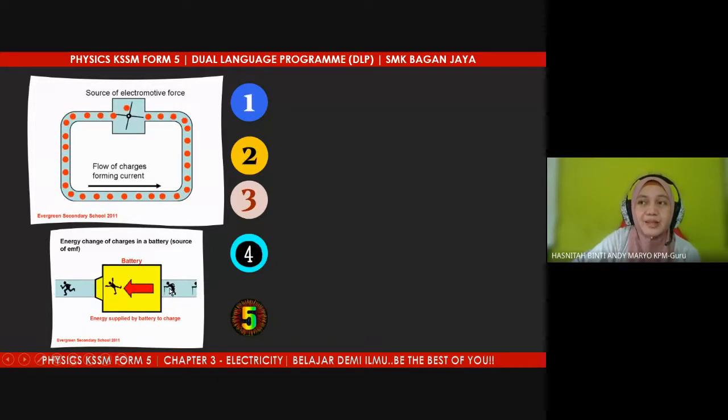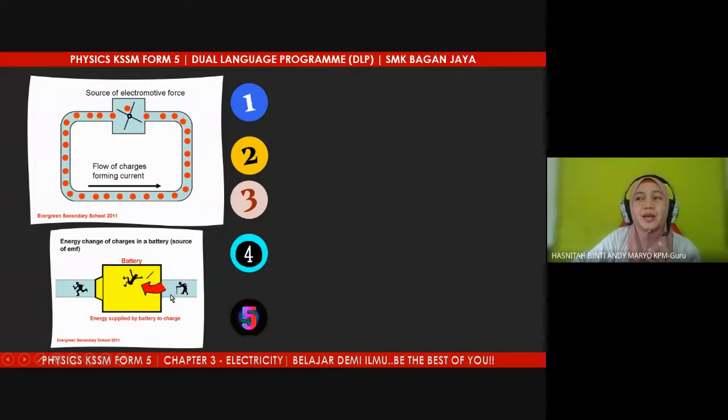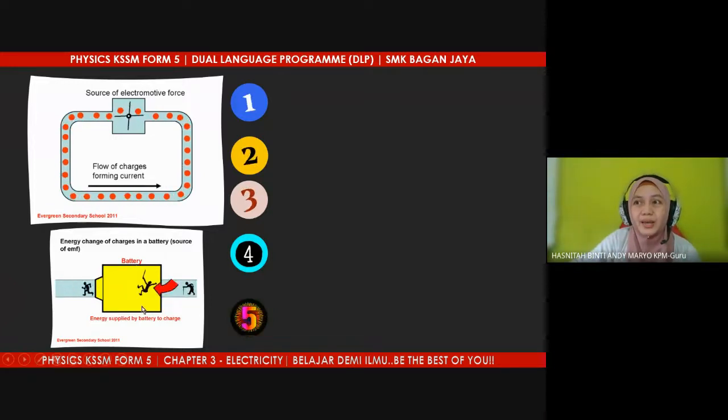What happens when they enter the battery? You can see this one, it represents old men. The analogy is weak charges. After they pass through a battery, what happened? They will be charged. They receive energy, and when they come out from the battery, see what happened? They become young again. The old man turns into a young man. The old lady turns into a young woman.